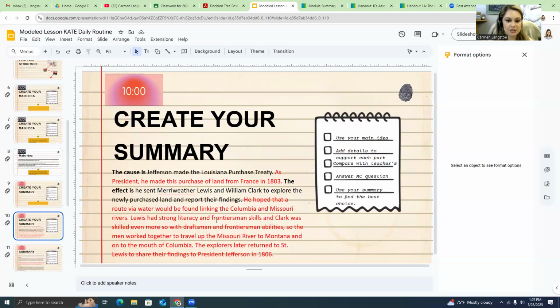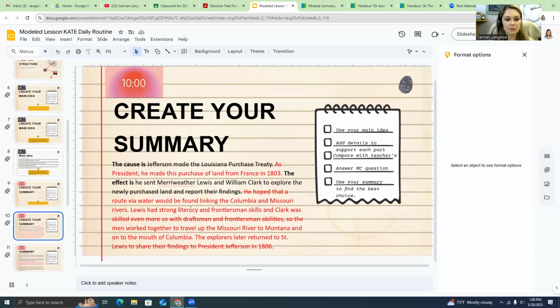Lewis had strong literacy and frontiersman skills, and Clark was skilled even more so with draftsman and frontiersman abilities. So the men worked together to travel up the Missouri River to Montana and on to the mouth of Columbia. The explorers later returned to St. Louis to share their findings to President Jefferson in 1806. So I added the bit about the fact that they were good with literacy and being out on a frontier, and that he was the draftsman, so he can make maps.